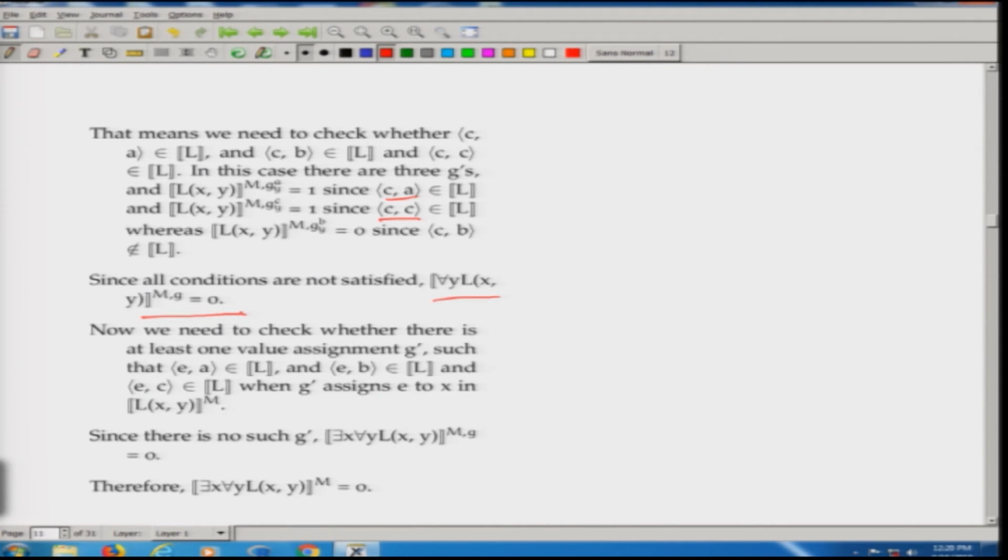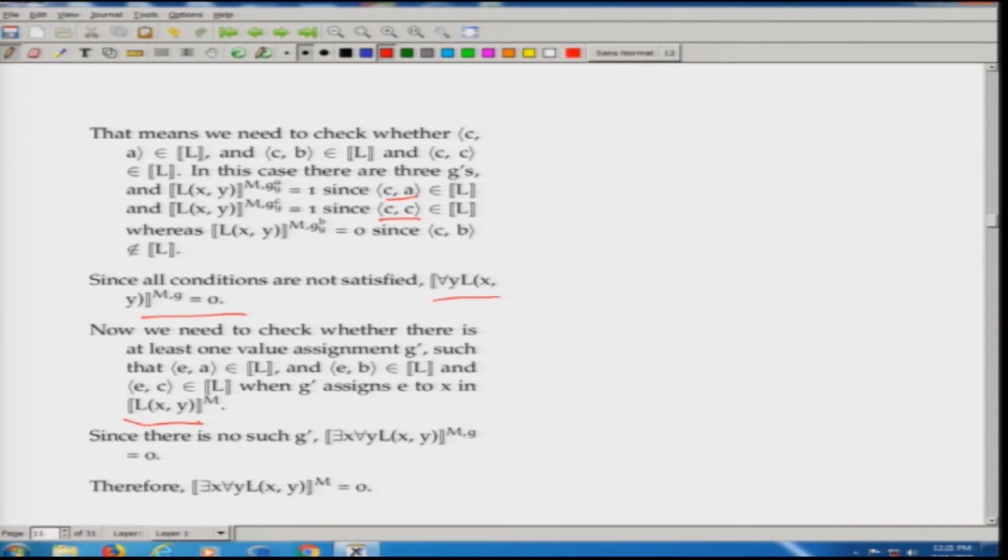Now we need to check whether there is at least one value assignment G prime such that E A belongs to L and E B belongs to L and E C belongs to L when G prime assigns E to X in this. We need to understand this. We have just said this.